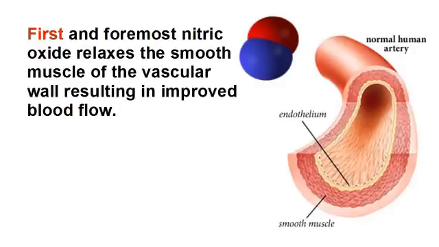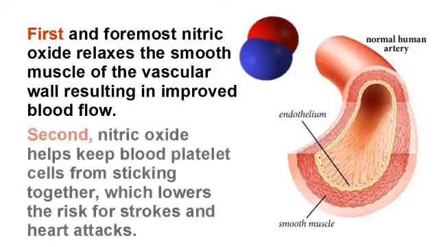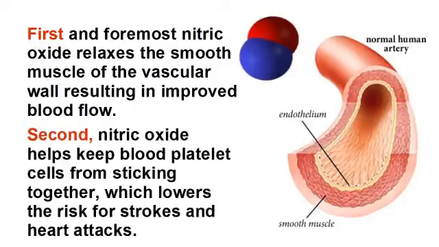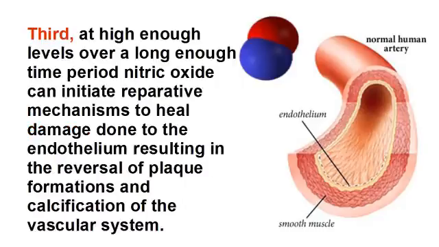They are, first and foremost, nitric oxide relaxes the smooth muscle of the vascular wall, resulting in improved blood flow. Second, nitric oxide helps keep blood platelet cells from sticking together, which lowers the risk for strokes and heart attacks. Third, at high enough levels over a long enough period of time, nitric oxide can initiate reparative mechanisms to heal damage done to the endothelium, resulting in the reversal of plaque formations and calcification of the vascular system.